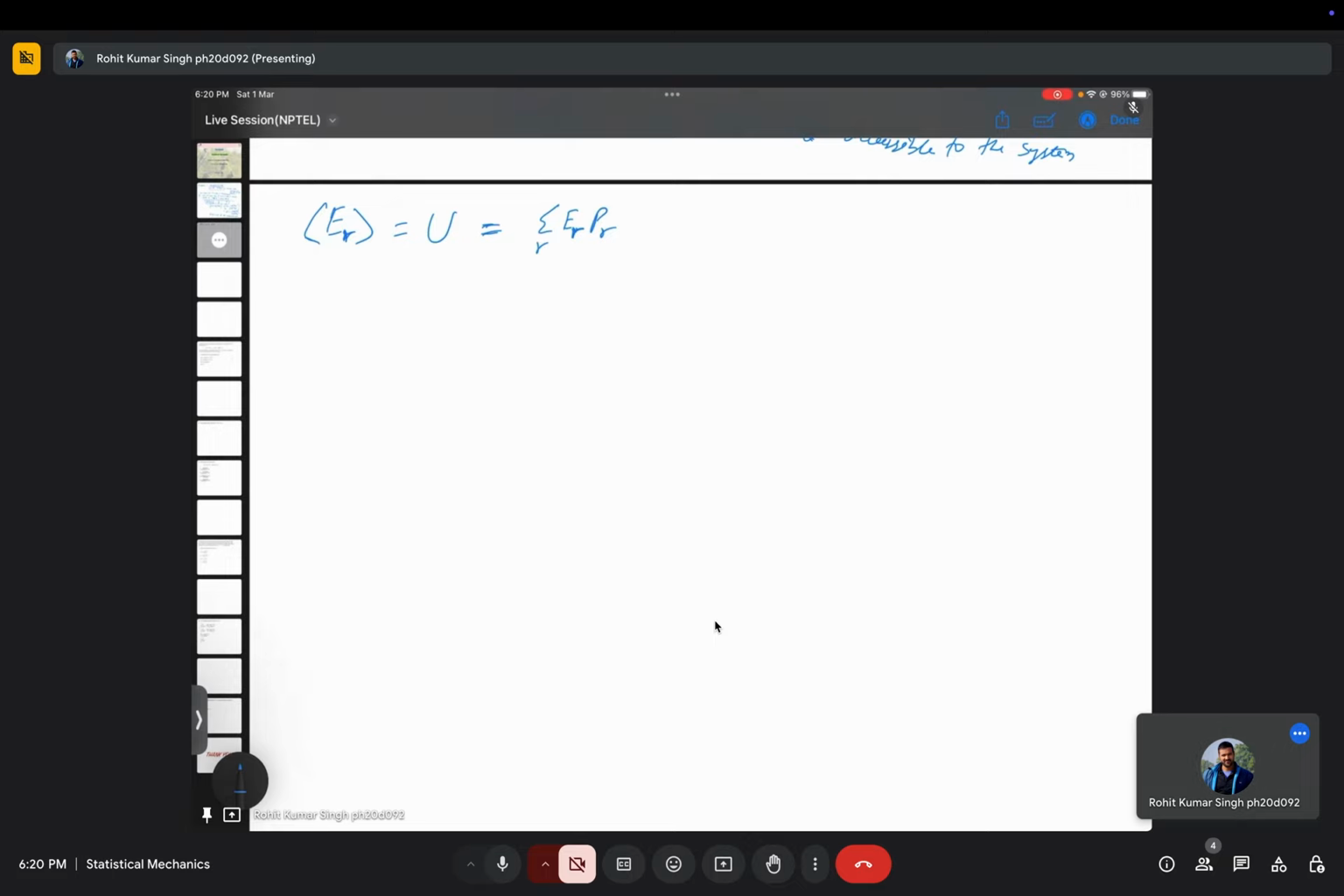Because one way to understand this is, let's expand it. So you will get E1, P1, then E2, P2, and like this, right? And suppose there are n ensembles, so the last one will be En, Pn, right? Like this. And there will be higher probability to get some energies, but the sum of all the probabilities P1, P2, up to Pn should be 1, right?